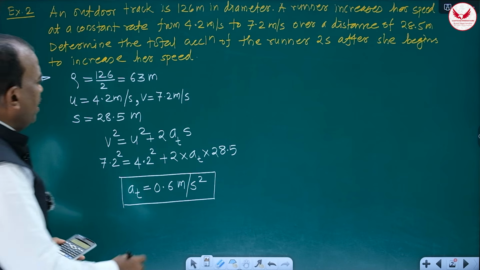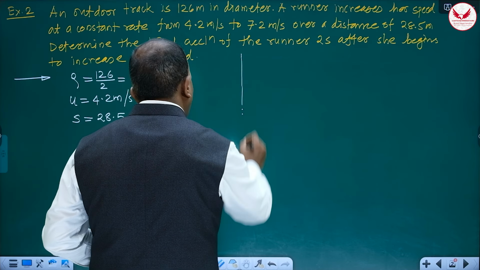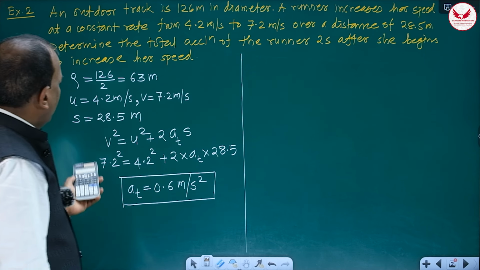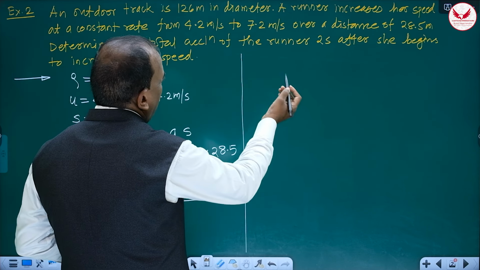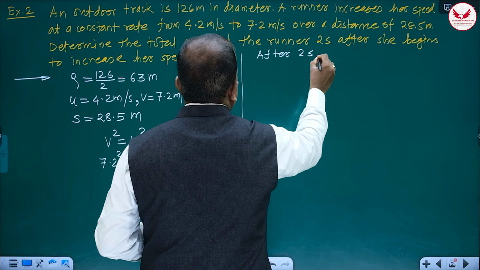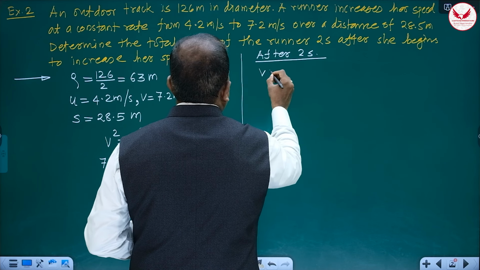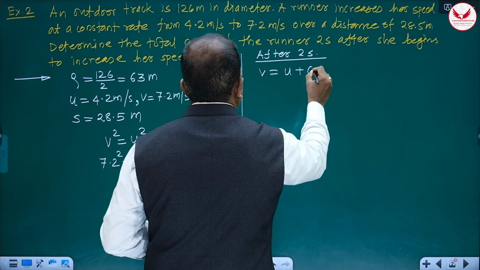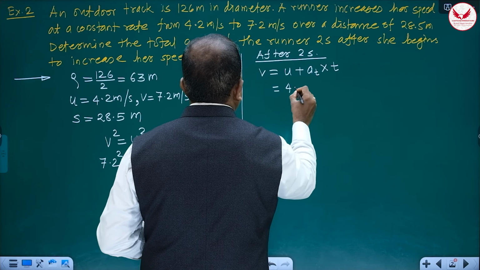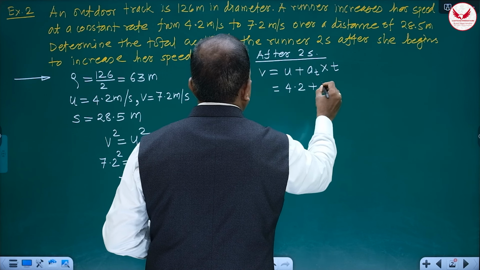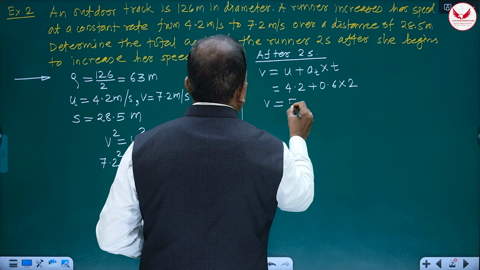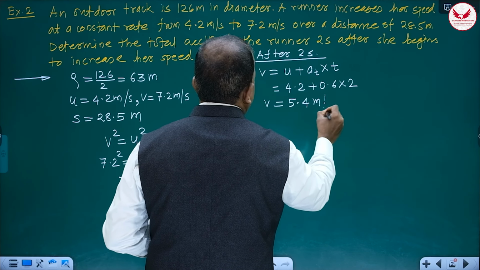Now this acceleration remains constant, but a_n will not remain constant. It will go on changing. It depends on the velocity. Then what we have to do? After 2 seconds, what will be the velocity? V is equal to u plus a_t into t. So u is 4.2 plus a_t is 0.6 into 2, means velocity is going to be 5.4 meters per second.